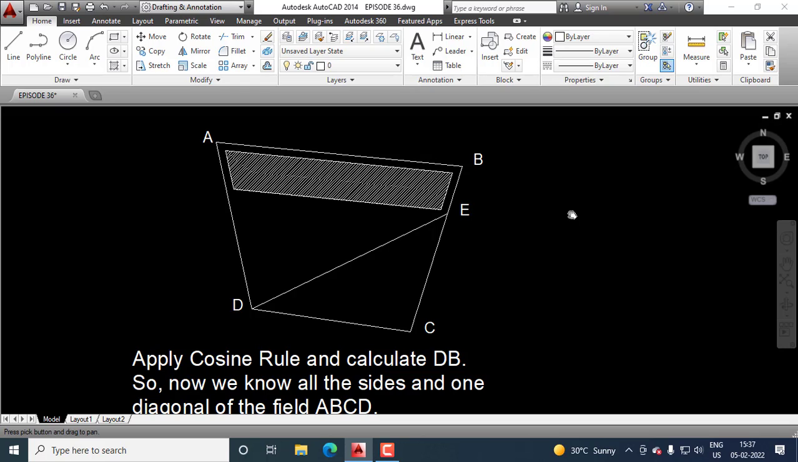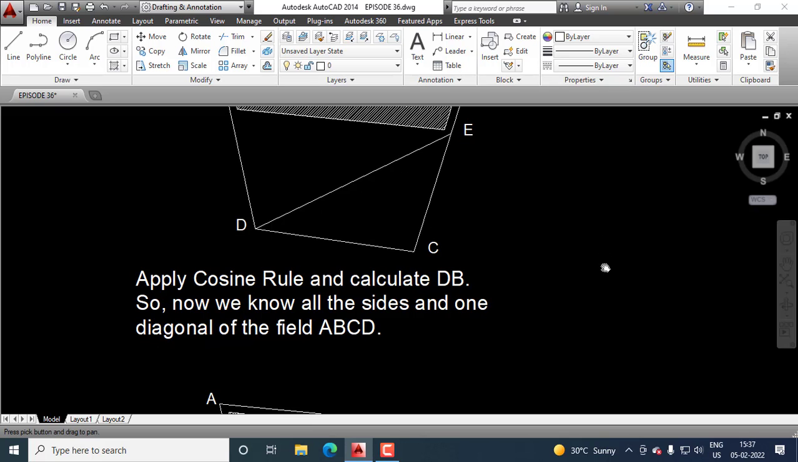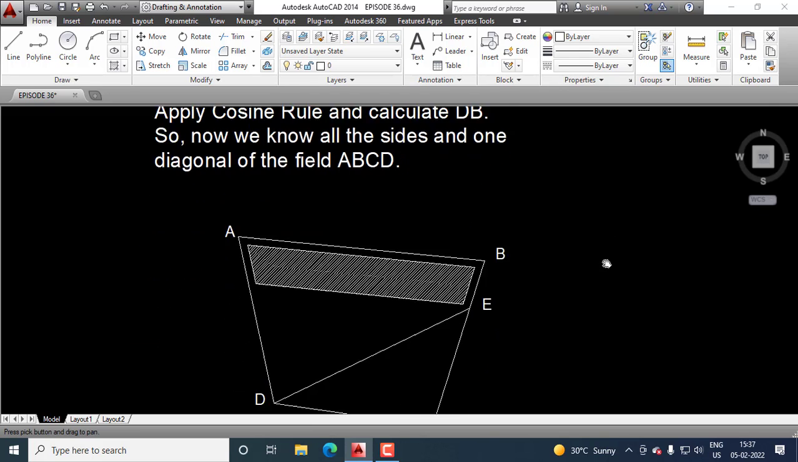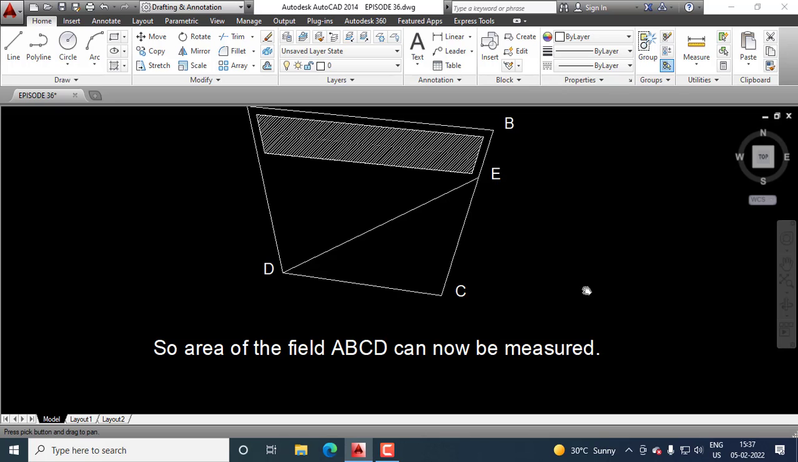Applying cosine rule, we calculate DB. So now we know all the sides and one diagonal of the field A, B, C, D. So area of the field A, B, C, D can now be measured.